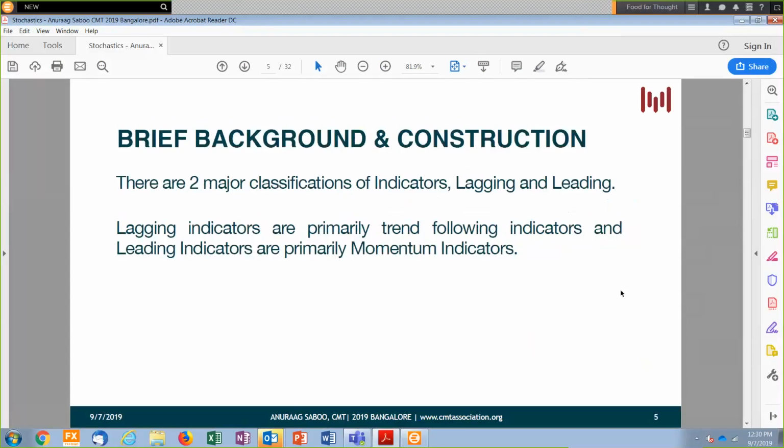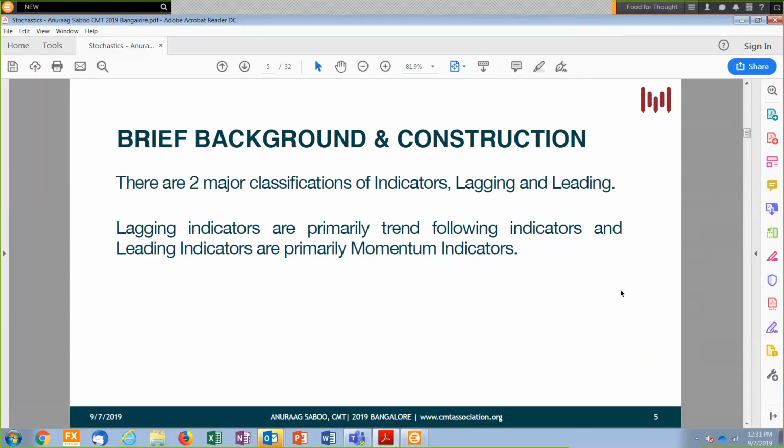Let's start our discussion on stochastics. We'll begin with a brief background and construction of stochastics. We start with the classification of indicators and where stochastics lies. If you take the entire range of technical indicators out there and start dividing them into different categories, you will find two important categories. One of them is lagging, the other is leading. There are obviously more such classifications, but these are the two primary ones you will come across.